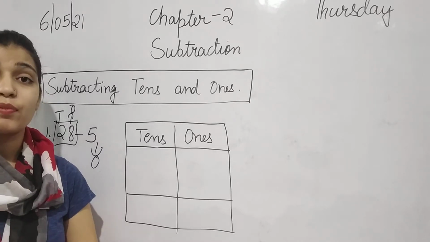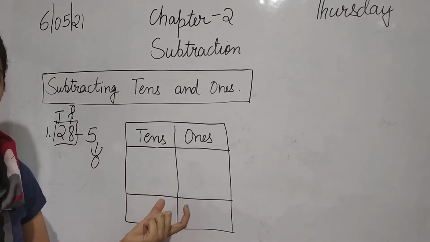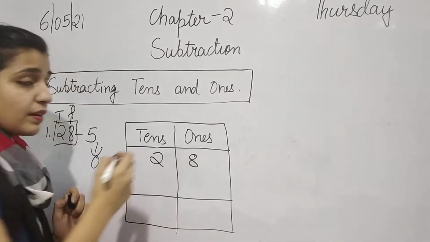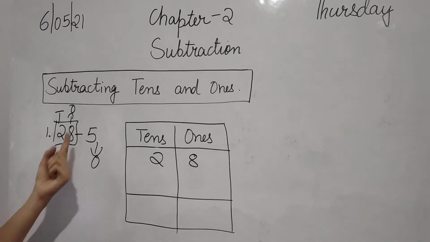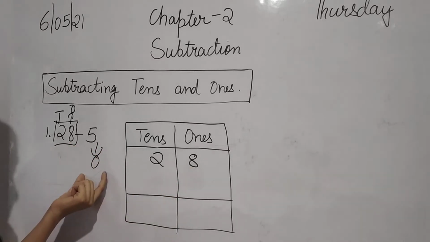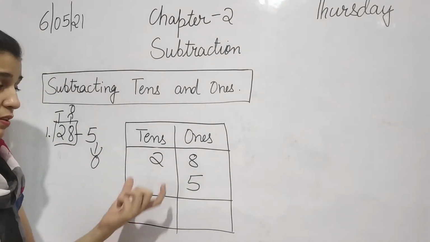The first step was that we have to write the greater number first. सबसे पहले हमें greater number लिखना है, तो write the greater number here. 28 is the greater number, right? 8 ones है, 2 tens है, तो हमने क्या लिख दिया 28. After that we will write 5 in ones place because ये ones है, तो we will write 5 here, right? So we have done the first step.